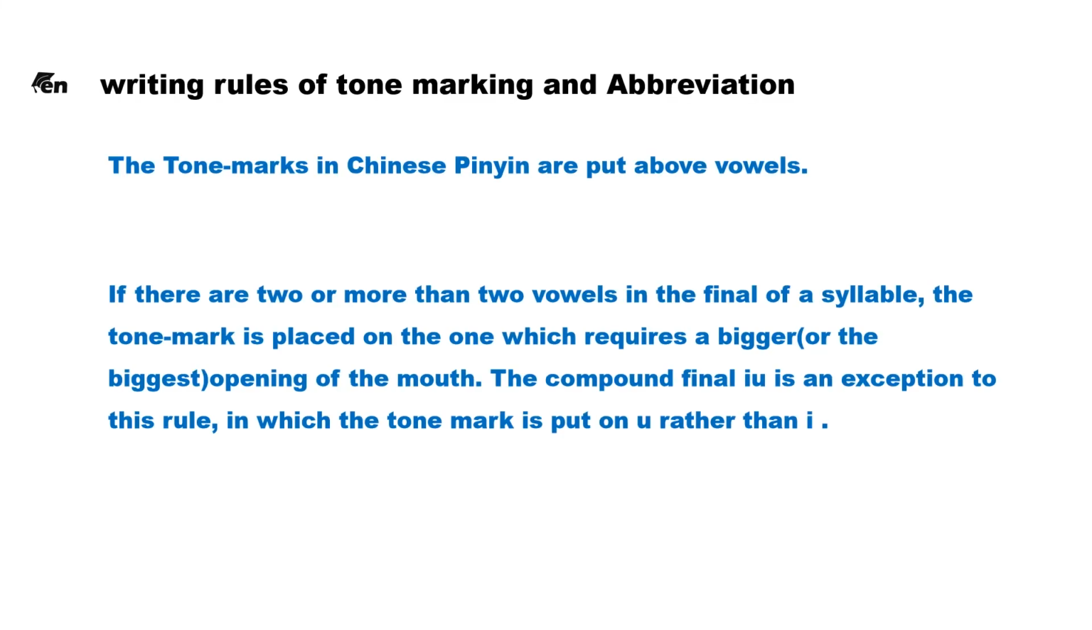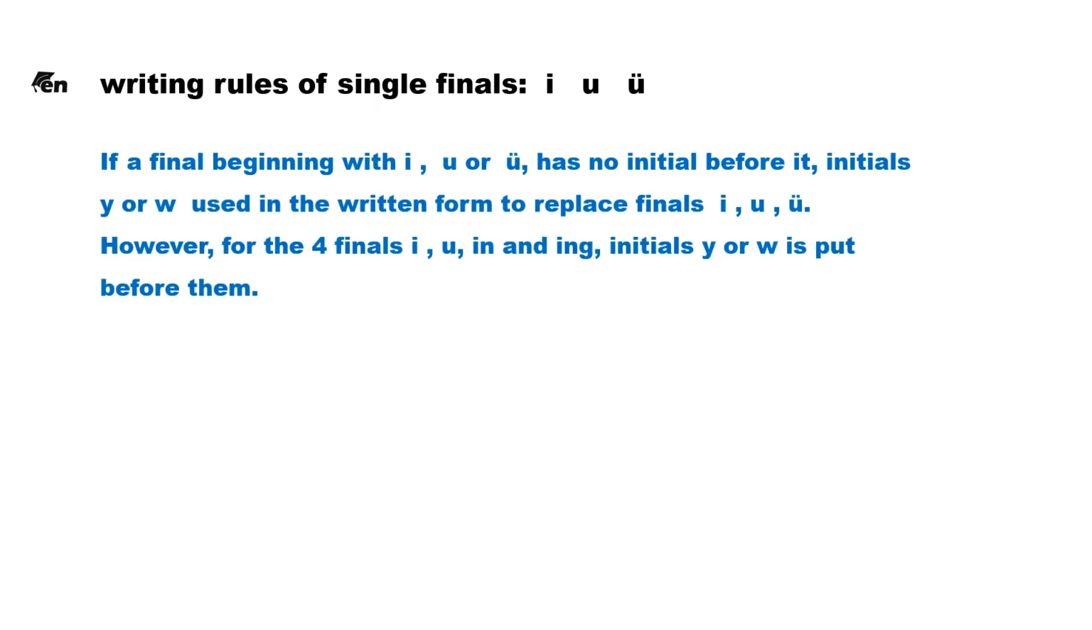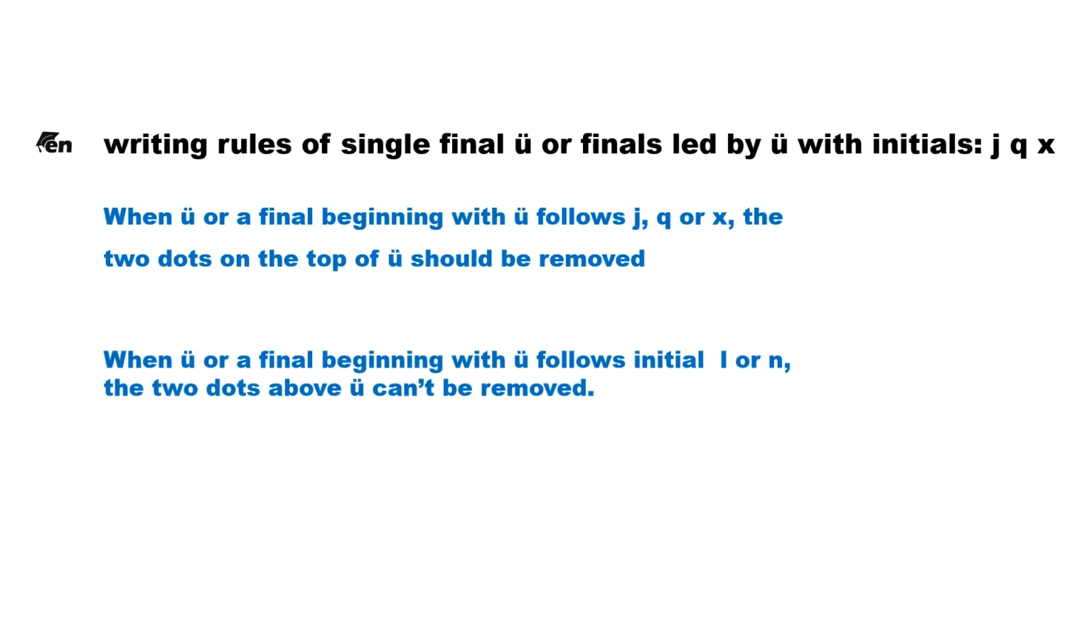In the end, let's have a review. In this lesson, we learned: first, writing rules of tone marking and abbreviation. Second, writing rules of single finals i, u, ü. Third, writing rules of single final ü or finals led by ü with initials j, q, x.